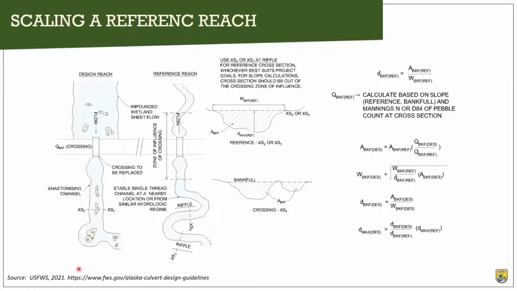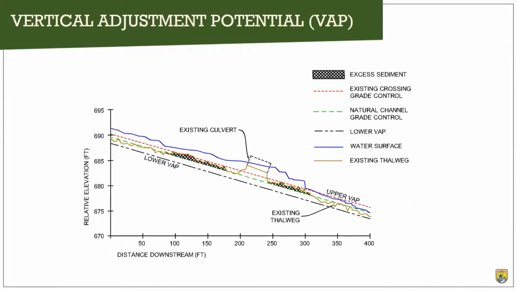In the case where we maybe can't find a good cross section at our design reach, we might use the synthetic width method, and Bill is going to talk about that later, not today, tomorrow, maybe, or the next day, can't remember.